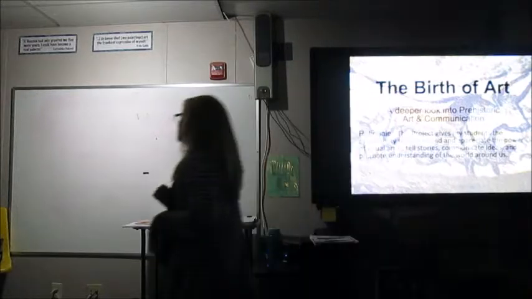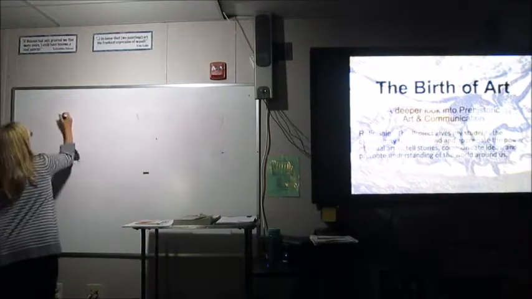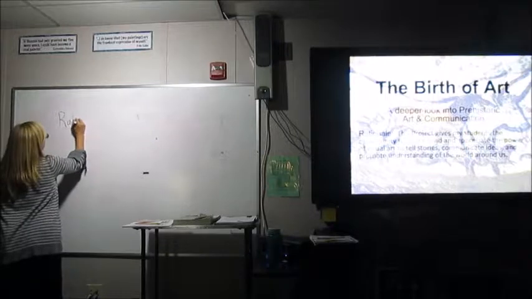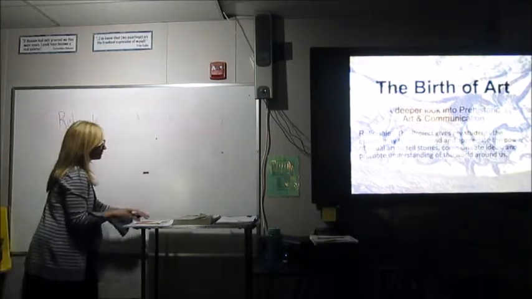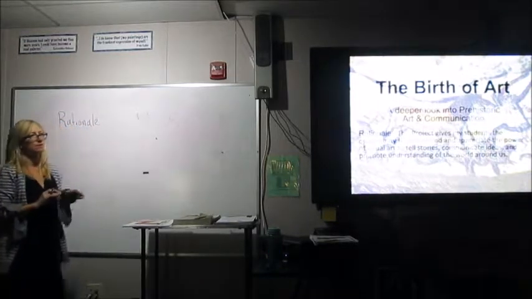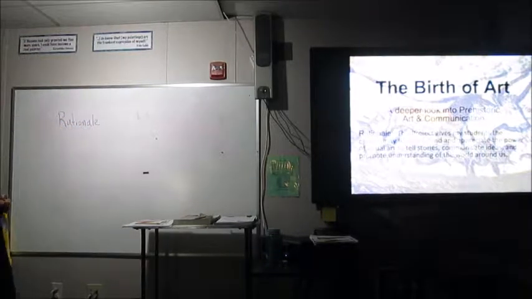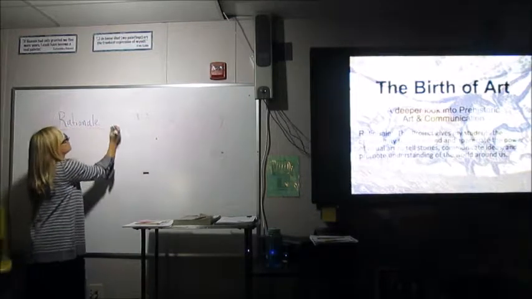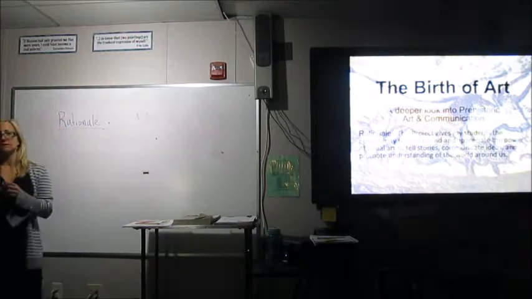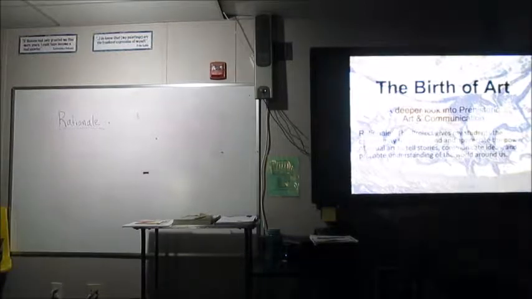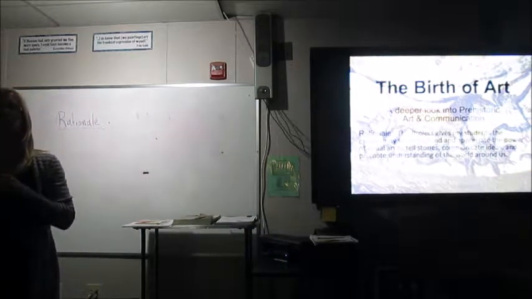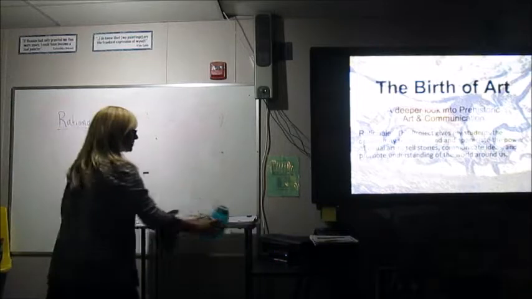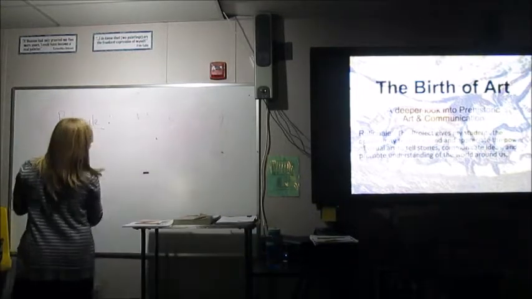On this slide, please write down rationale, right next to those little lines. How many of you actually know what a rationale is? What does the word mean? Go ahead, Jack. The logic or rationality behind something, so basically the reasoning for it. The logic, the reasoning. In fact, that's perfect. I like that exactly.